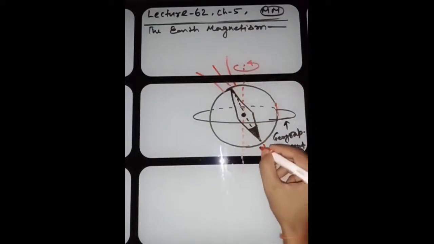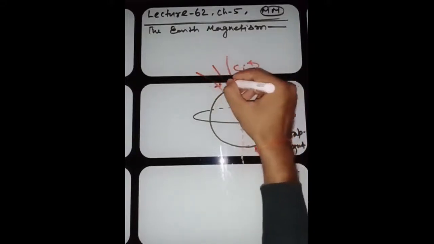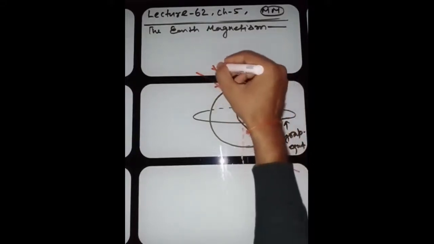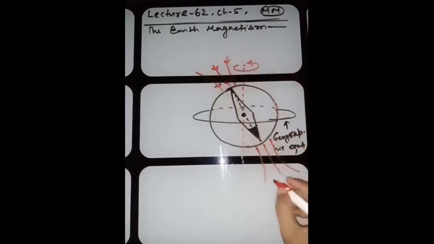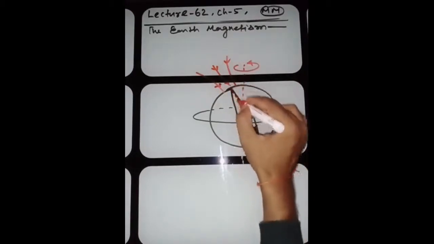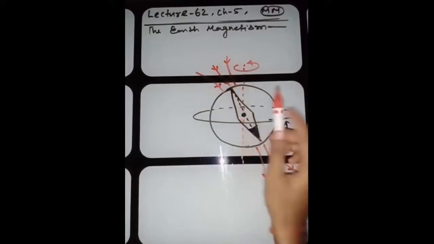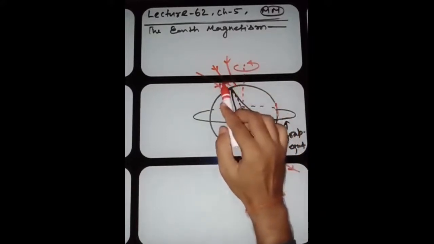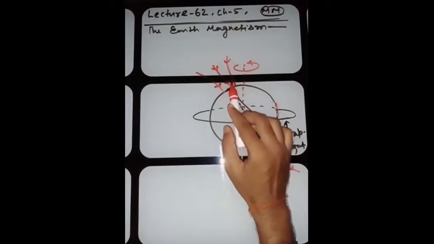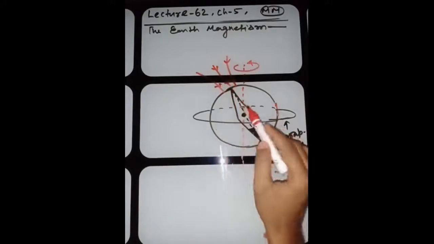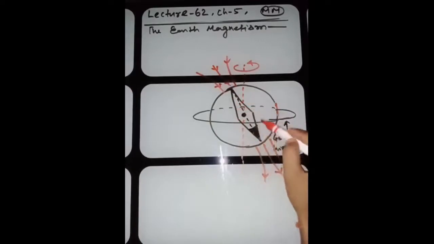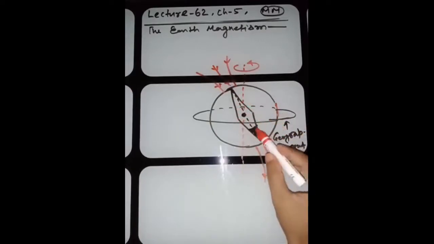You can see, my dear students, these are the magnetic field lines. The magnetic field lines enter at this end and exit from this end. Remember there is some angle in this alignment. If magnetic field lines are entering at this point, then you can say this is the north pole of the magnet we are representing here.